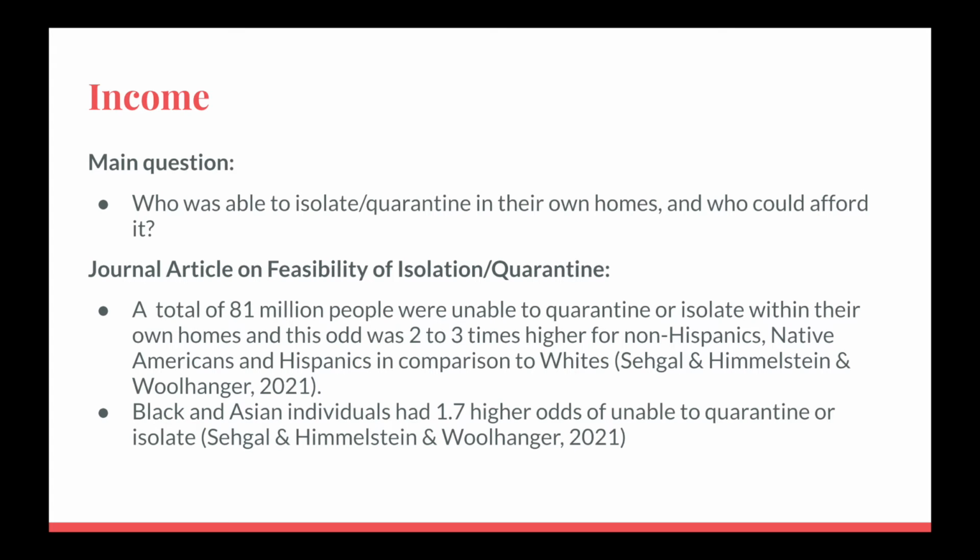So, in this journal article published by the ACP journals on feasibility of isolation and quarantine, it mentioned that a total of 81 million people weren't able to quarantine or isolate themselves within their own homes. And these odds were actually 2 to 3 times higher for non-Hispanic Native Americans and Hispanics compared to whites. And Black and Asian individuals had 1.7 times higher odds of not being able to quarantine or isolate themselves.